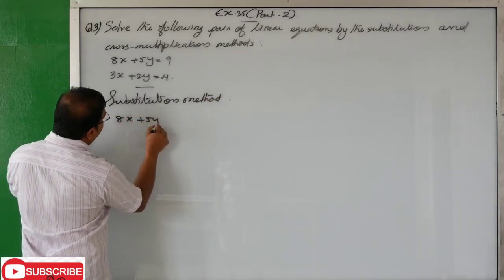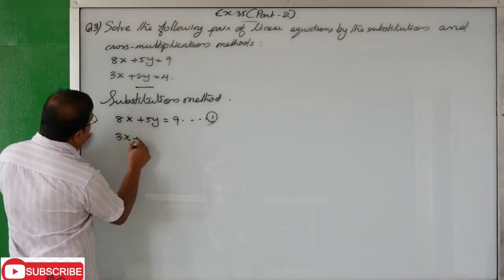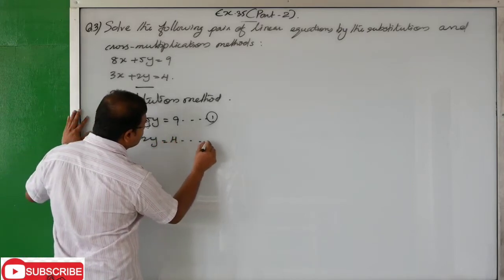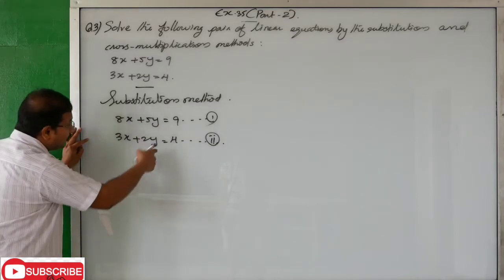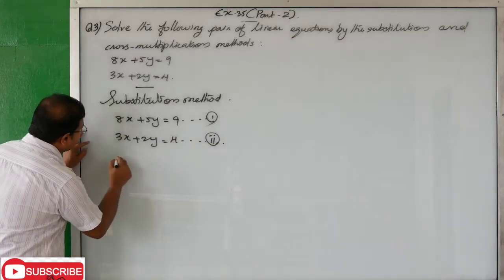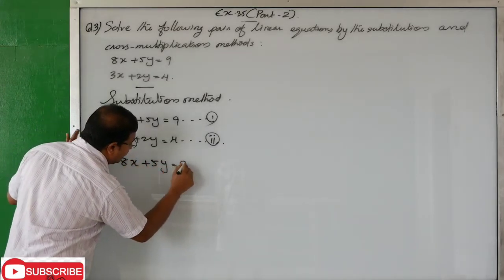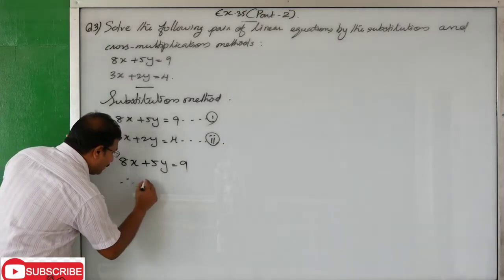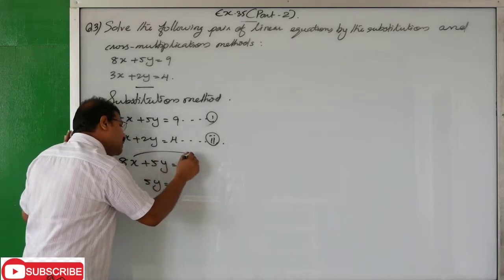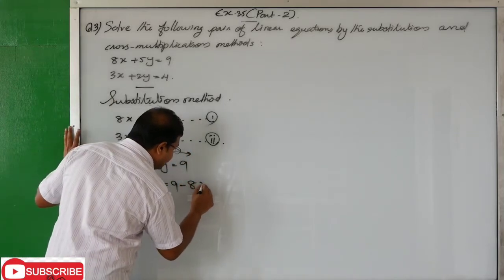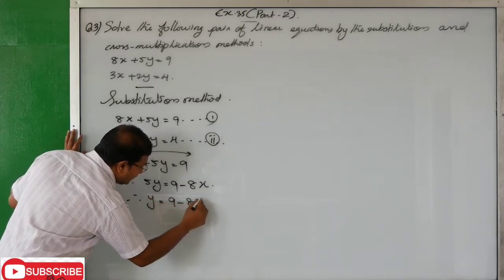8x plus 5y equals 9. That is equation number 1. Second equation, 3x plus 2y equals 4. That is equation number 2. Ready? From the first equation, we will find out the value of y. So what I will write, the first equation I will write one more time. That is 8x plus 5y equals 9. Therefore, 5y equals 9, which is already on the right side, 8x goes to the next side, minus 8x.